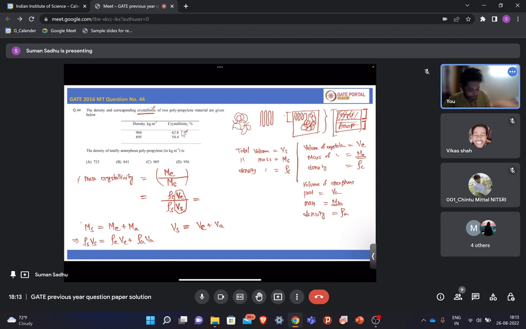So for that, we have to replace VA in terms of VS and VC. So if we replace VA, sorry, this is rho S VS is equal to rho C VC plus rho A VA, and VA will be VS minus VC. So from this equation we can get VA is equal to VS minus VC.